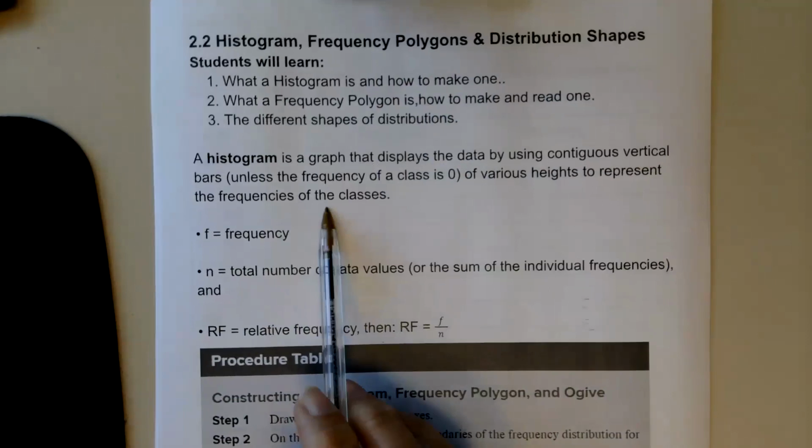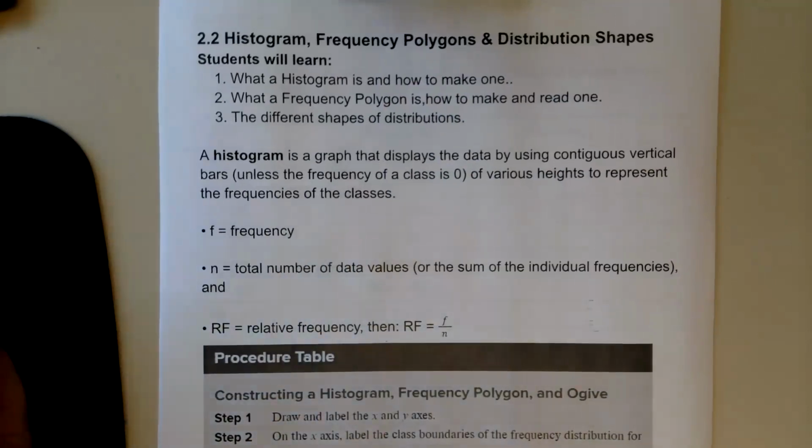So a histogram is a graph that displays the data by using contiguous vertical bars. They touch each other because our data goes in sequential order. And they have different heights that represent the frequencies of the classes.